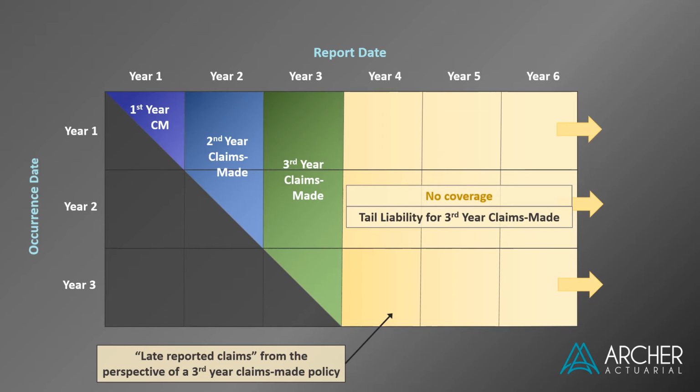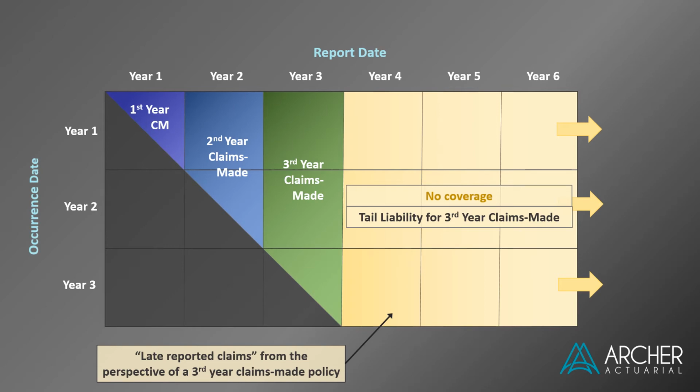It is worth noting that so-called late reported claims can sometimes be reported relatively soon after the occurrence date and still qualify as late. As an extreme example, consider a claim that occurred on December 31st of policy year 3. The claim is reported the next day on January 1st of the following year, so it would be located here. This claim would not be covered by the third-year claims-made policy and is an example of the type of exposure that gives rise to tail liability.